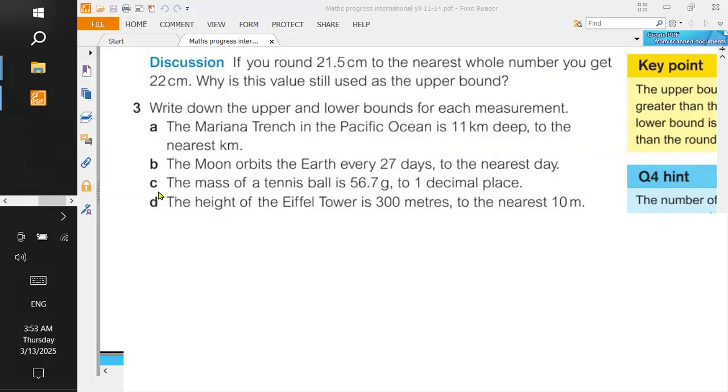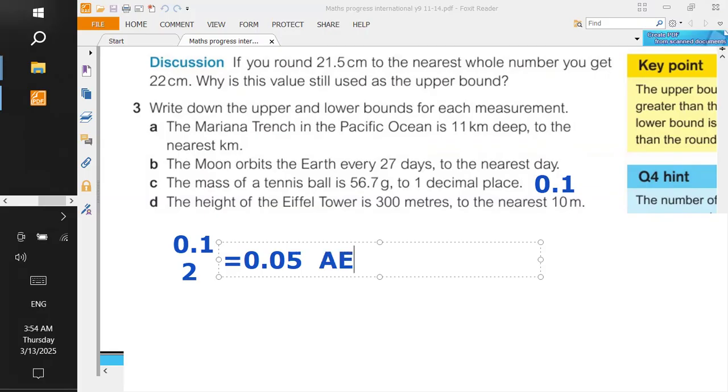Now, the word one decimal place means what? Very good. One decimal place means 0.1. Now, to do the steps of the upper and lower bound, you take the 0.1 and divide it by 2. And this will give you what? This will give you 0.05. And we call this the absolute error.